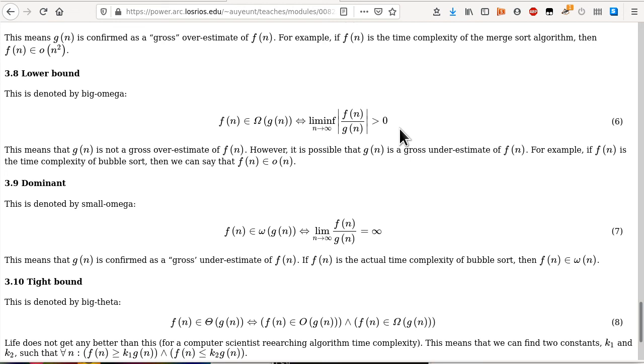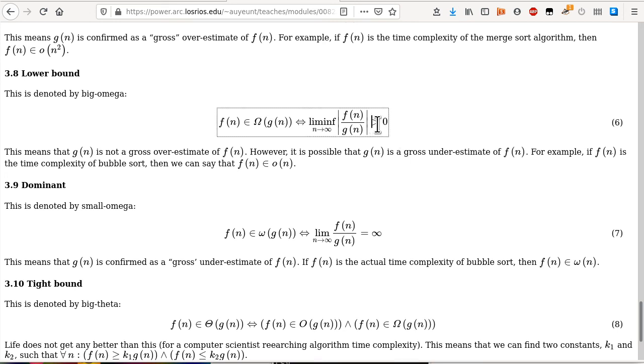Is that okay? So what can be greater than 0? It just has to be non-zero, right? It cannot be negative because time cannot go negative. So as long as the limit inferior of f of n divided by g of n is not 0, it would meet this requirement.